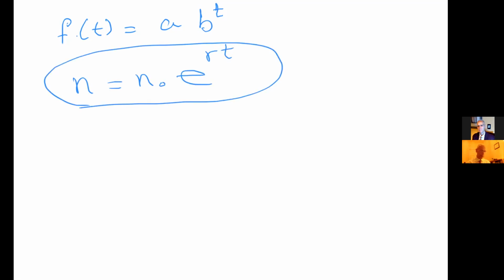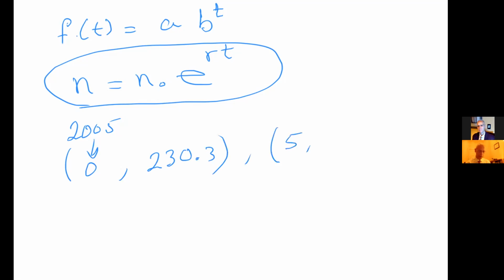What do we know? We know that in year 2005, that corresponds to the beginning, okay? The death rate was 230.3. And then 5 years later, it was 224.1. Okay. And so right here, I know that my N initial is going to be 230.3.